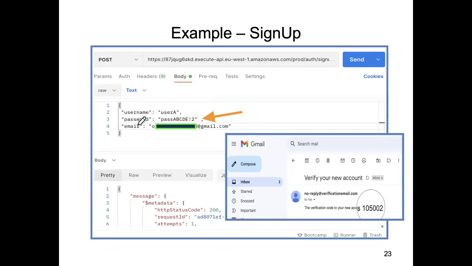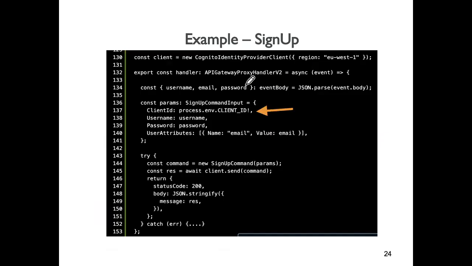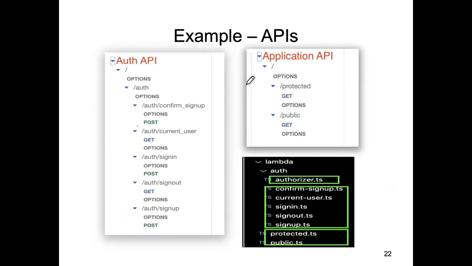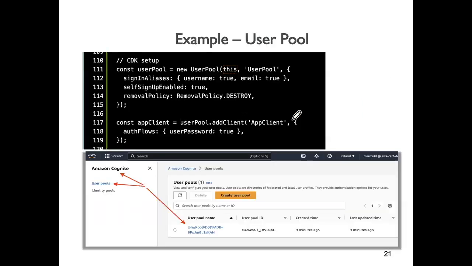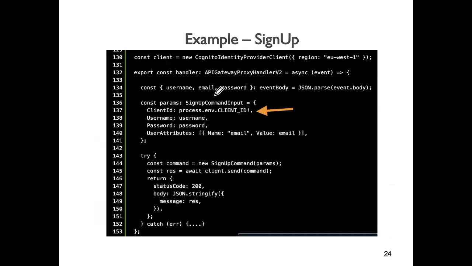So I demonstrated this the last day. This is a screenshot from Postman where I'm trying to do a sign up or a registration, and this is the body of my request. Now, when I click send on this request, this is the Lambda that ultimately gets executed. I know I'm going to jump around a bit, but we're talking about one of the Lambdas here. This Lambda is going to be communicating with Cognito.